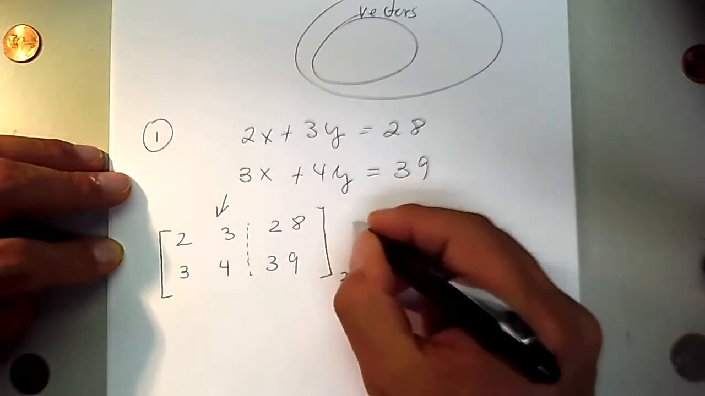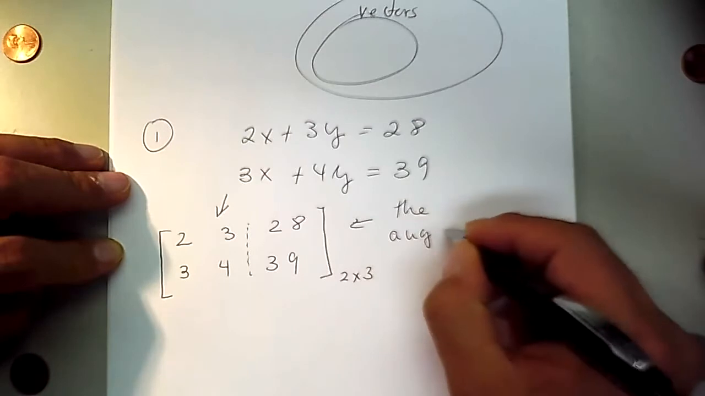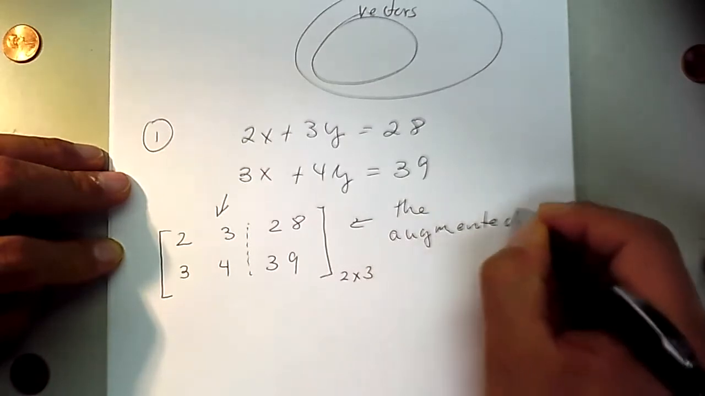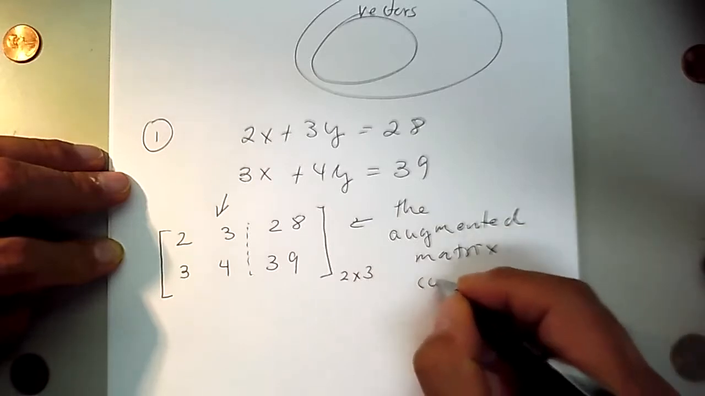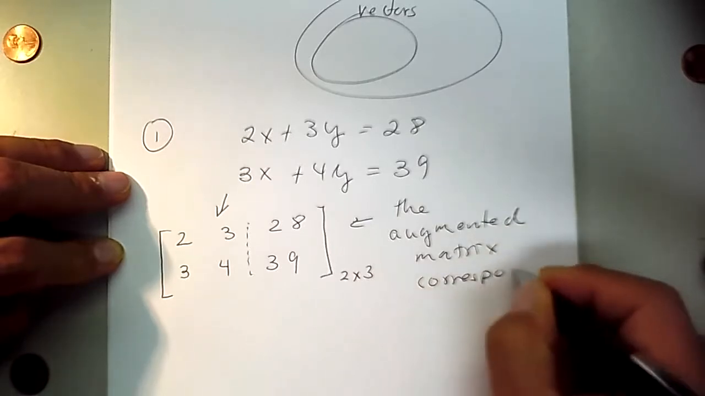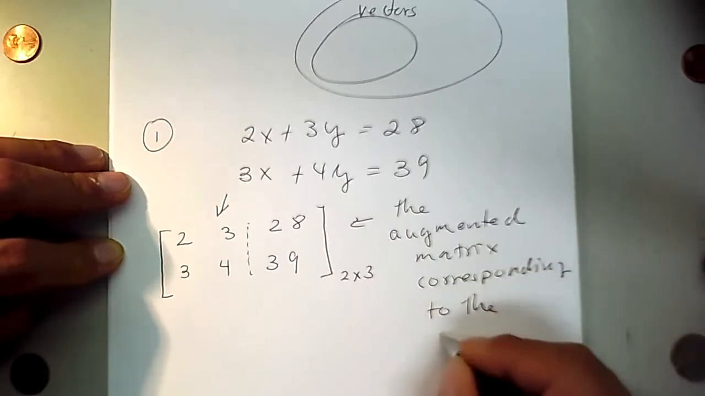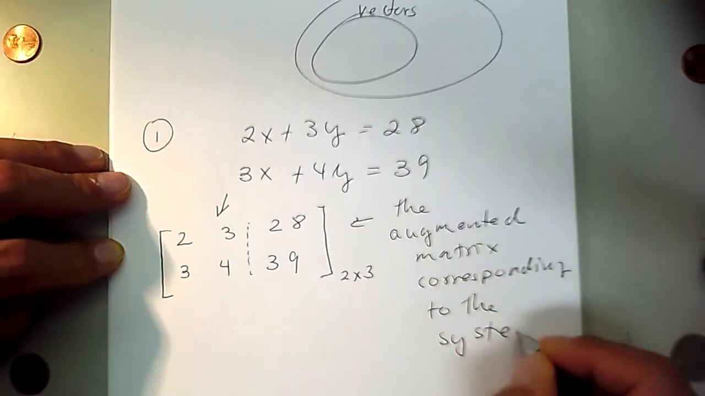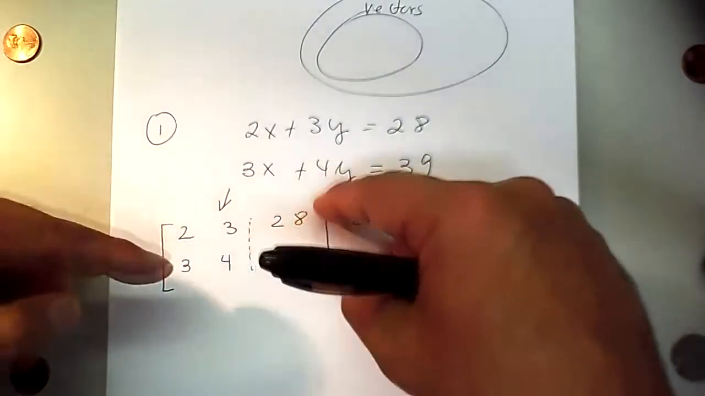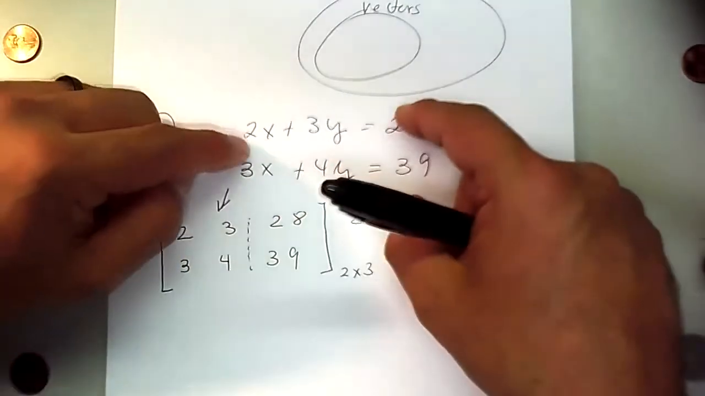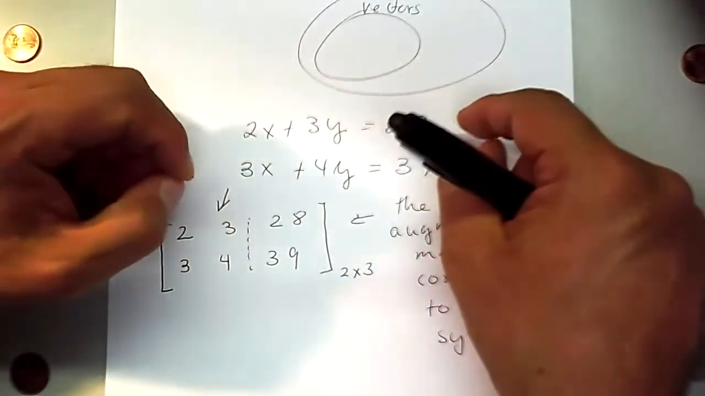And this matrix is called the augmented matrix corresponding to the system of equations. And then we can manipulate the numbers as opposed to manipulating the whole equation with all the x's and all the y's and so forth.